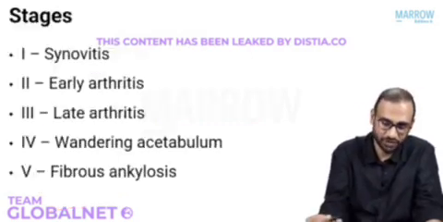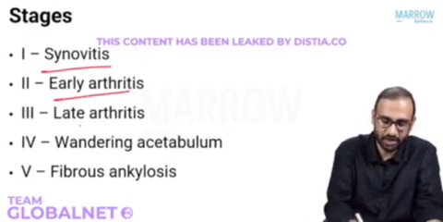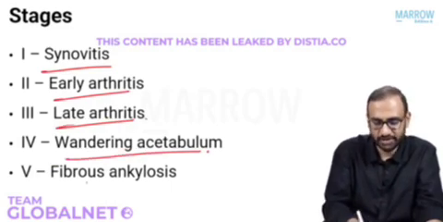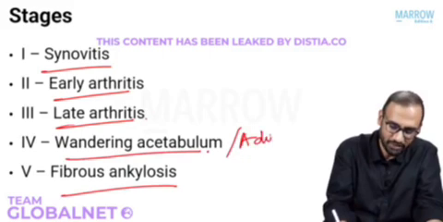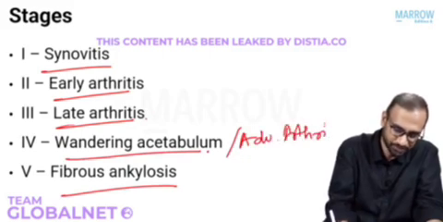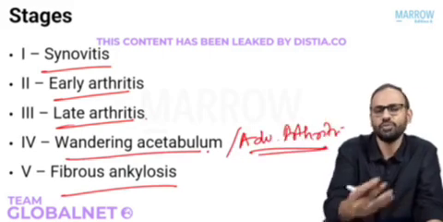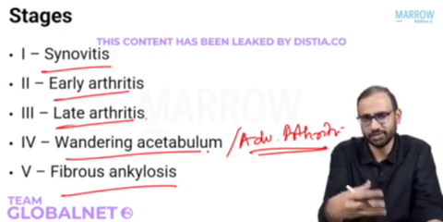We have 5 stages of the disease: synovitis, early arthritis, late arthritis, wandering acetabulum, and fibrous ankylosis. The wandering acetabulum stage is also known as the advanced arthritis stage. Okay, so let me give you a few points about what these stages show you.